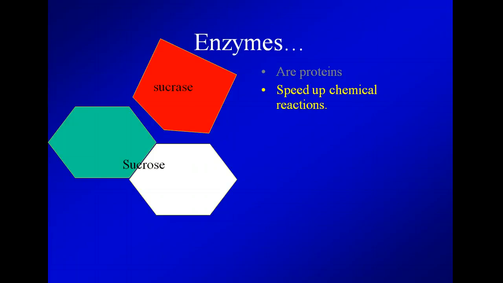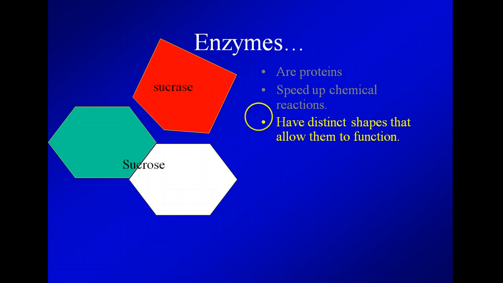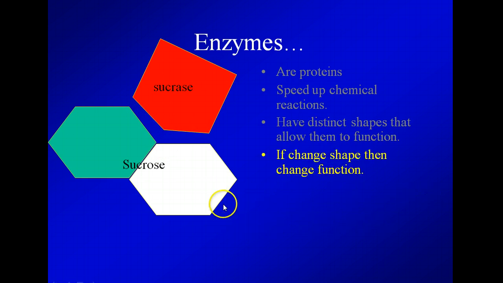An example is if you ate a steak dinner with a steak and a potato and salad, you could digest it, but it would take about a week without enzymes. With enzymes, you can digest it within 24 hours. They have a very distinct shape to them, and over here I show you sucrase, which is an enzyme that breaks down sucrose. Notice this enzyme fits very specifically in here to break this molecule down. If you change the shape of an enzyme, then you change its function.